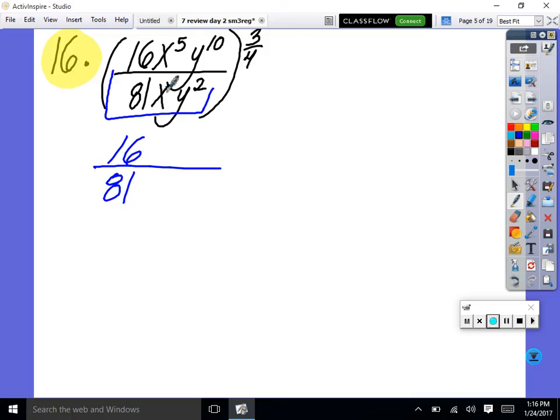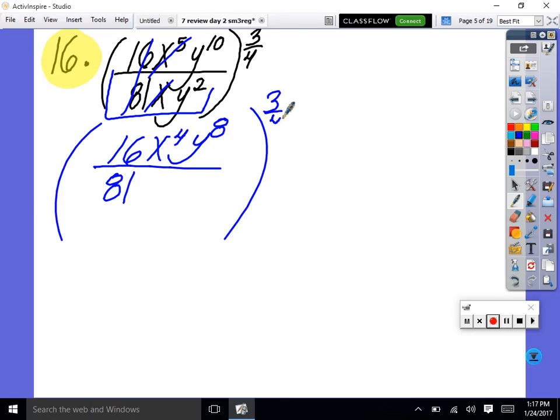Now, x to the 5th and x to the 4th are on top or bottom. It's important, okay? And then, y to the 10th divided by y squared is y to the 8 on top, right? When you divide, you subtract bottom from top. Okay, does everybody see that? And now all of that is raised to the 3/4 power. So a couple of things to remember is that this 16 is raised to the 1st power, this 81 is raised to the 1st. We're taking powers and raising it to a power.